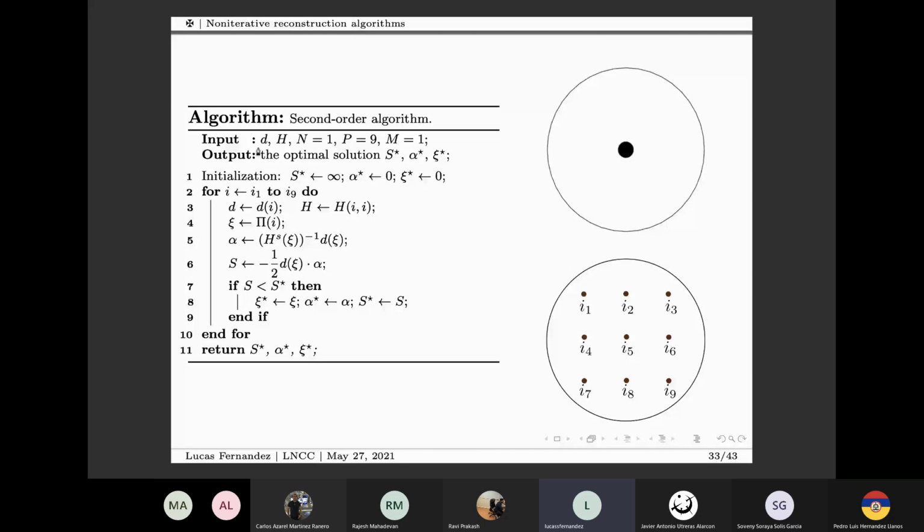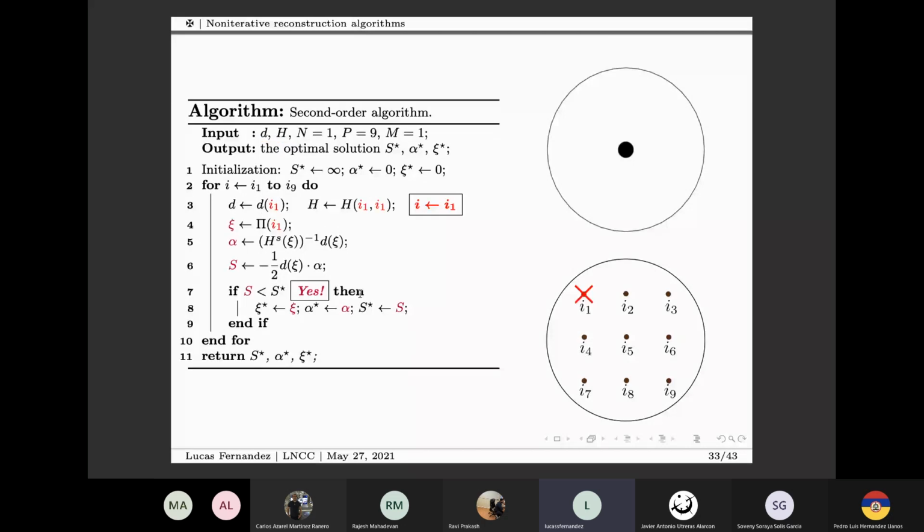So we start with the node I1. So you compute the value of the topological derivatives corresponding to this node I1, and you use them to calculate the value of alpha and S. So let's suppose the quantity S is less than S star. So then the pair psi alpha is a candidate point to the global minimum. So note that the first node, I1, is always a candidate point to the global minimum because we have initialized S star with infinity, okay?